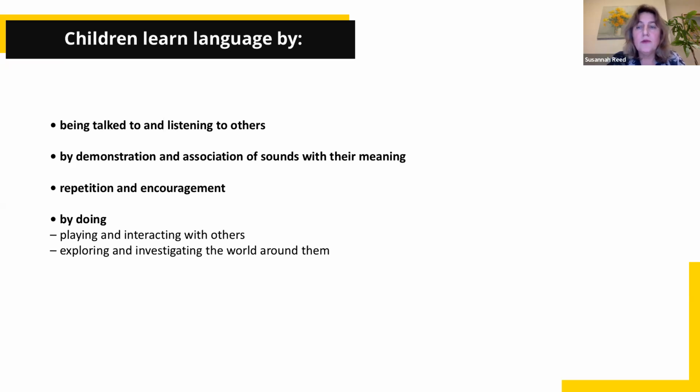And of course, it doesn't all come from the input of ourselves and others. Children learn by doing things themselves through play and interacting with others and by exploring and investigating the world around them. So in the case of language, they will be working out and learning what they need to say based on their needs. So how to ask if they can have a turn with a toy, how to tell you that there's a beautiful butterfly on a flower, and how to express that they've hurt themselves or dropped their paints on the floor during a craft activity.